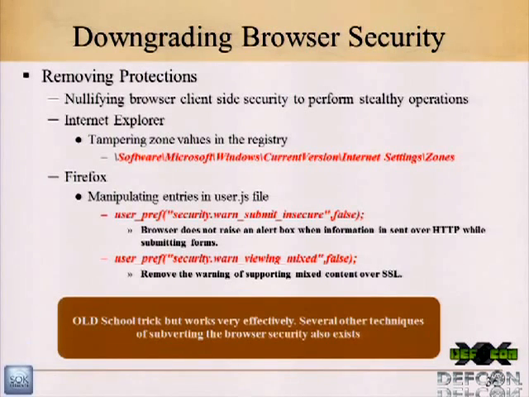And they force the browser to send data over the HTTP channel rather than HTTPS, because sometimes the browser gives you a warning that the channel is being changed from HTTP to HTTPS. So in order to remove all those notifications, the bot manipulates the user.js file.